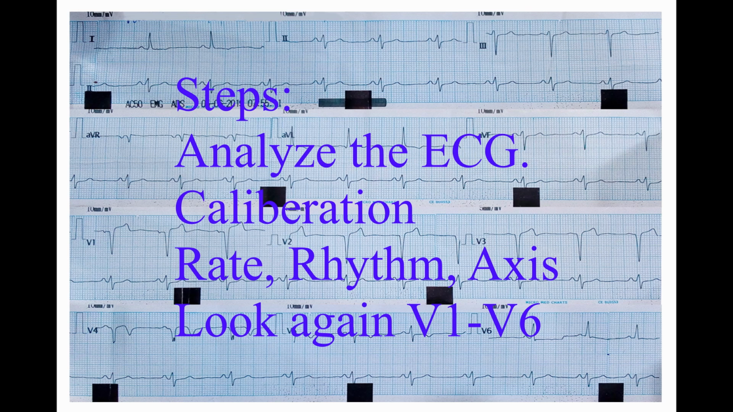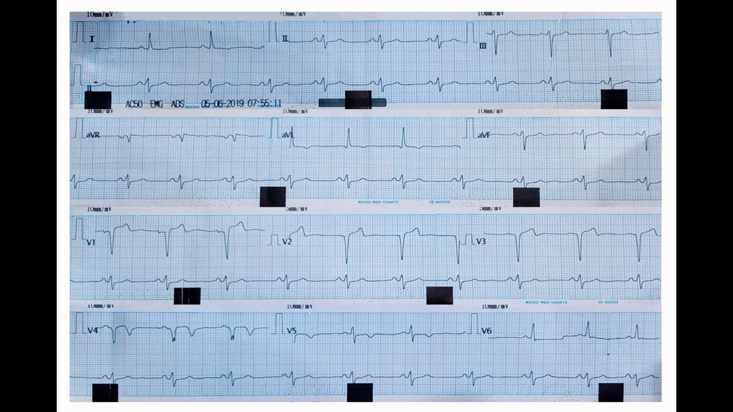The calibration is normal, it is 10 small squares in height with a flat plateau, and then it's coming down. The importance of calibration you know already, because if the calibration is 5 instead of 10, then it means that the ECG machine has halved the height of the R waves. So if the calibration is 5 small squares in height and the R wave is one big square, it means the R wave is actually two big squares in height. So that's the importance. Then you look at the rate, rhythm and axis.